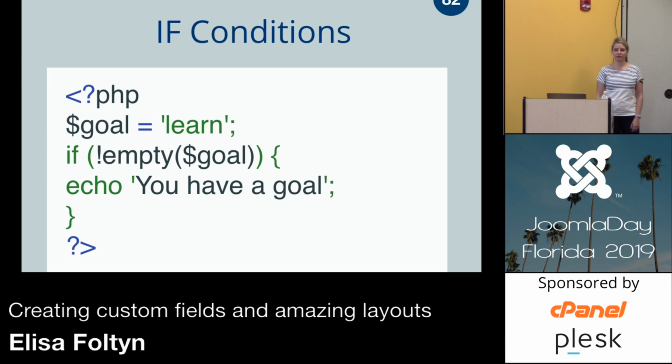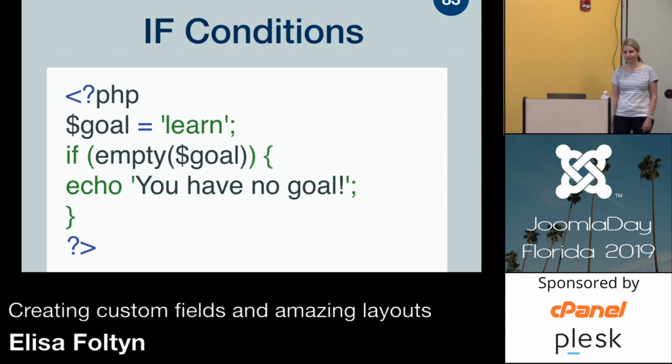Next, go learn. If not empty goal, echo, you have a goal. What does our override say? Richard? Yeah. It could be literally everything in this variable. If there's a party, there's a goal. The condition meets my expectations. So I have this output.